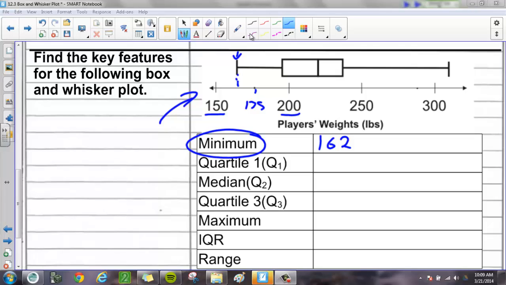The next thing we want to identify is the Q1, or lower quartile. And so that is right here. Looks like we're going down to that point. I would say, I don't know, estimating 195 for that, 195. That's what I would go with.